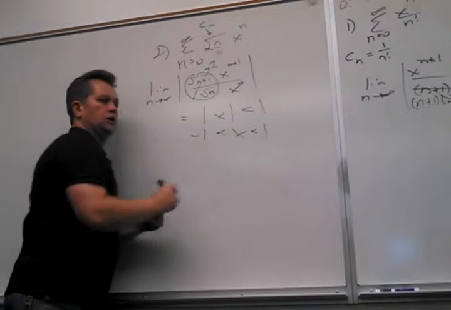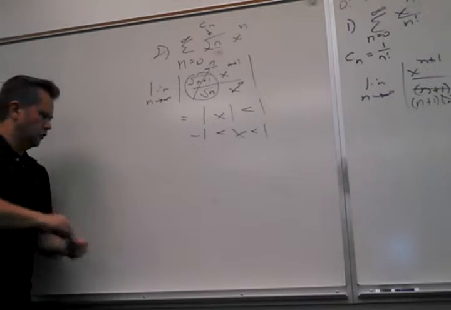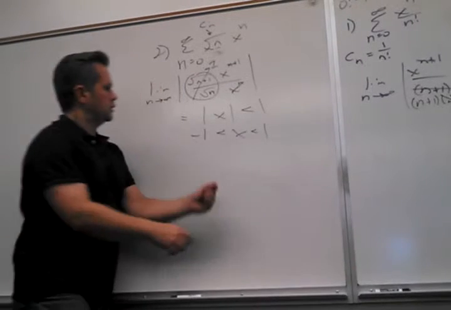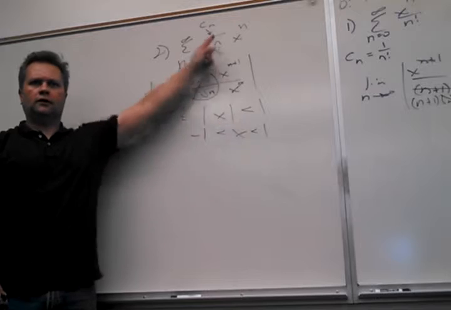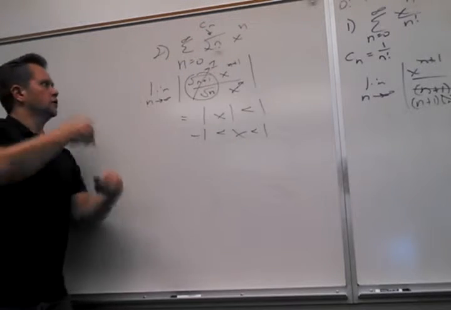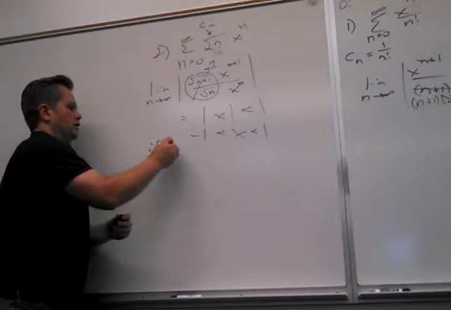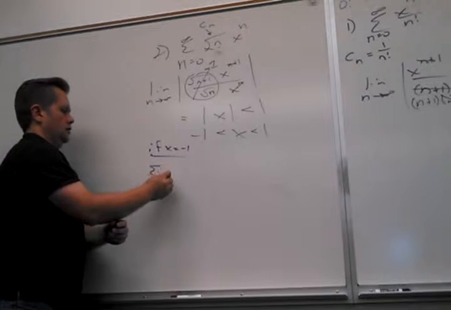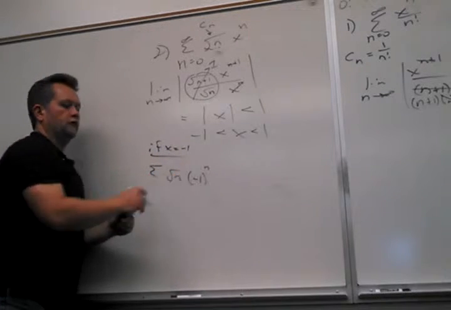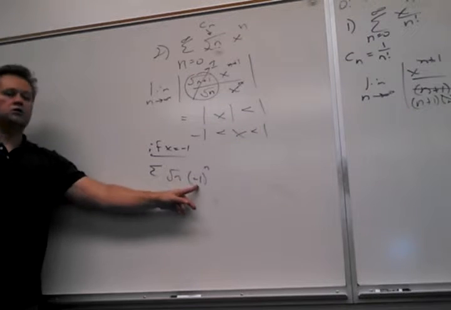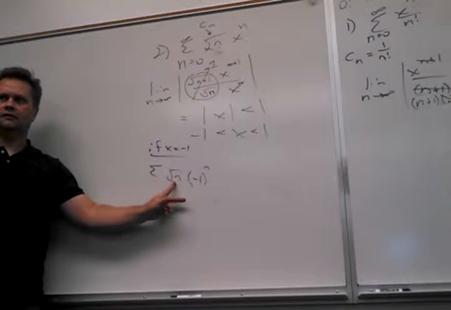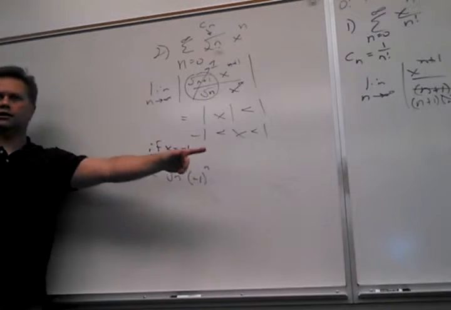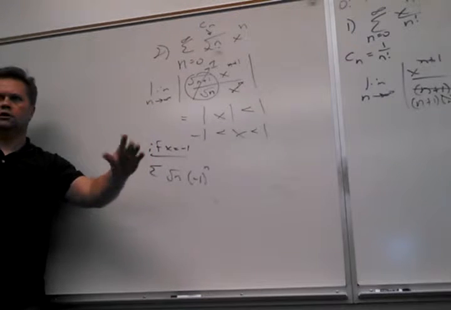So what's the last piece I have to do here? Check the endpoints. The big mistake I see here is people plug that in to n. But of course, these are values for x, right? So what do I get if x is -1? I get this series, square root of n, times -1 to the n. It's alternating, but this limit is infinity, right? So I don't care that it's alternating, it's still going to diverge. How'd we do there?